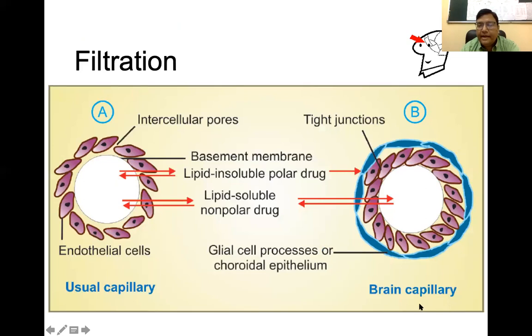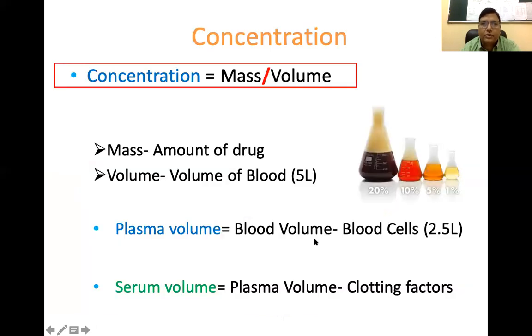And if we see the brain capillaries, we know that there is a blood-brain barrier. Normal capillaries have large paracellular spaces through which both lipid-soluble and insoluble drugs can easily cross. But in the brain capillaries, there are tight junctions among the endothelial cells, and there is also a membrane-type formation by the glial cell processes or the choroidal epithelium. So only lipid-soluble or non-polar drugs can easily cross here, but lipid insoluble drugs find it difficult to cross. So that is the blood-brain barrier, which allows only lipid-soluble drugs to cross through it.